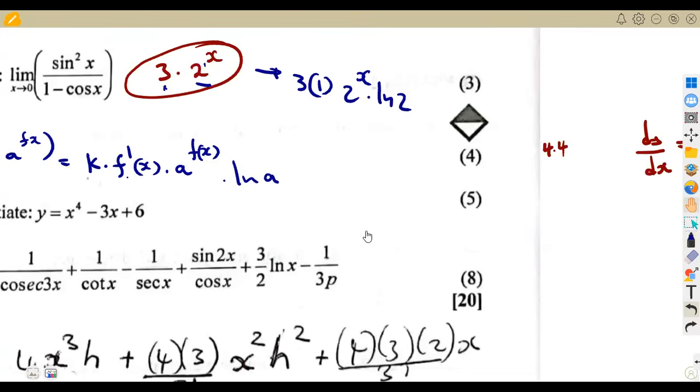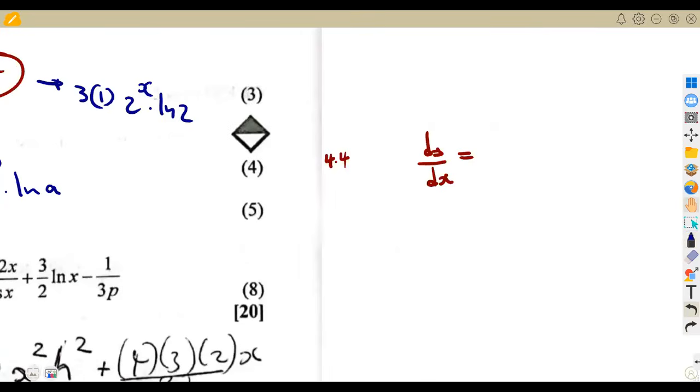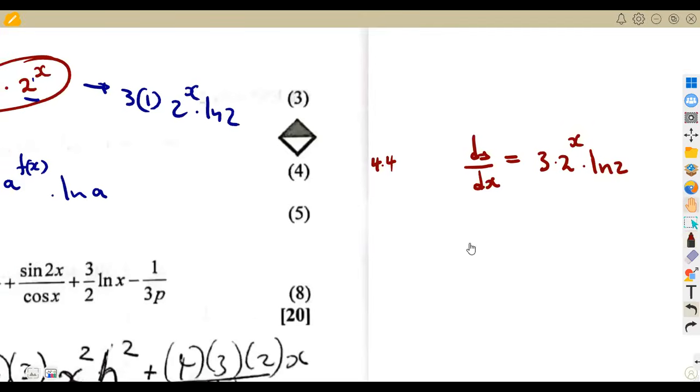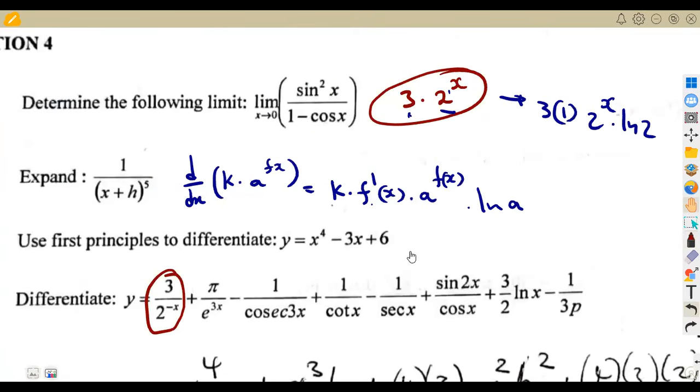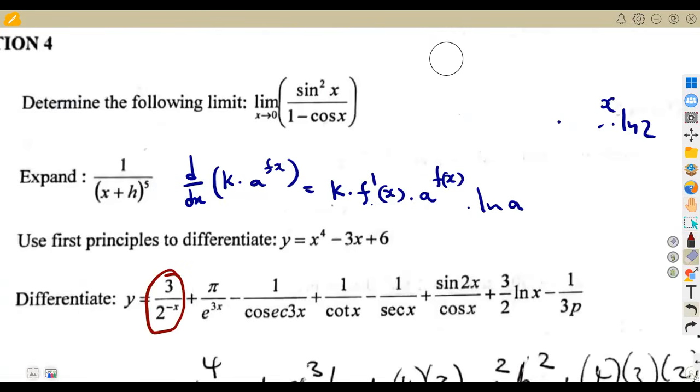So you're just going to write it here: the final answer for this one is 3 times 2 to the exponent of x, ln of 2, like this. Okay, so that is it for this one. Let's move on to the other one. Like I said, we're going to find the derivative of each until we finish. I'm not going to erase this. We need this also on pi. This is pi over e to the exponent of 3x.